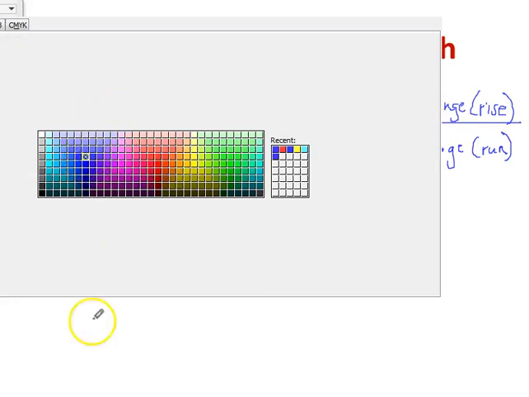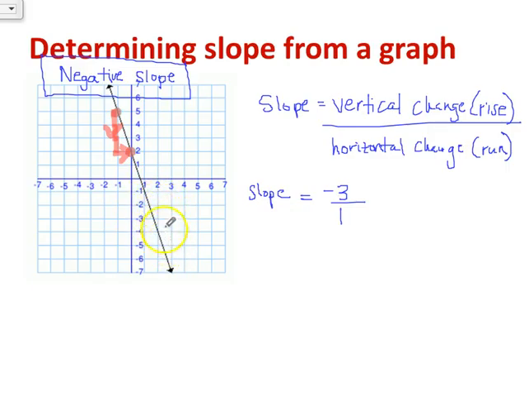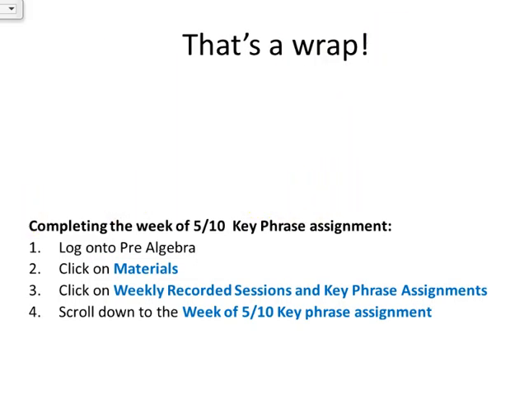So I'm just going to go and find 2 other points where it crosses right here and right here. So our slope should be, to get from one point to another, we're going to go down 1, 2, 3 units and to the right 1. So that would give us negative 3 over 1 as our slope. I'm going to go on to the next slide, so if you need more time, go ahead and click pause. And that's it. That's a wrap.